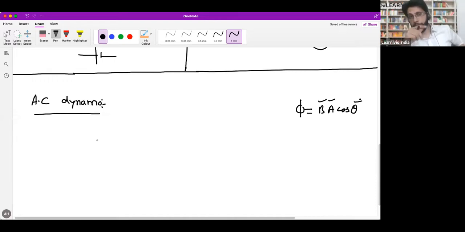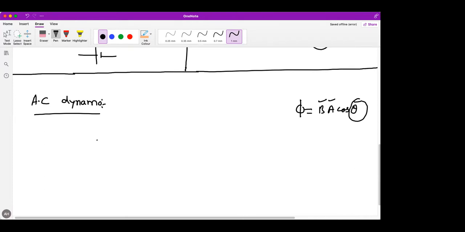In an AC dynamo or an AC generator, we change flux by changing theta. Basically, we rotate the coil in the magnetic field. Due to rotation of the coil, the angle between the magnetic field and area vector changes. Due to the change in that angle, flux changes, and you get induced EMF. So I'm just showing you a small animation on AC dynamo.